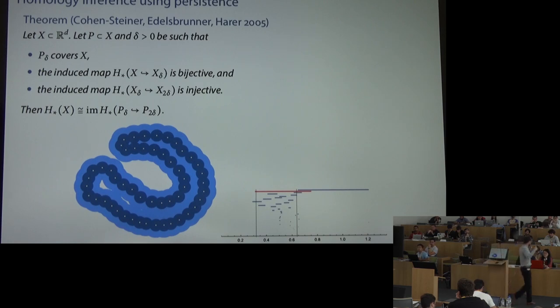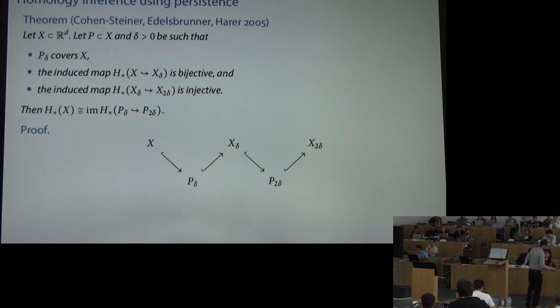So this is something I can compute just knowing the sample P. I need to construct the appropriate simplicial complexes, compute the inclusion map, and I get this induced map in homology. And then just linear algebra: what's the rank of this map? This tells me what the dimension of homology of X is. So this counts the number of holes. And the proof is so simple that I can just show it here on half a slide.